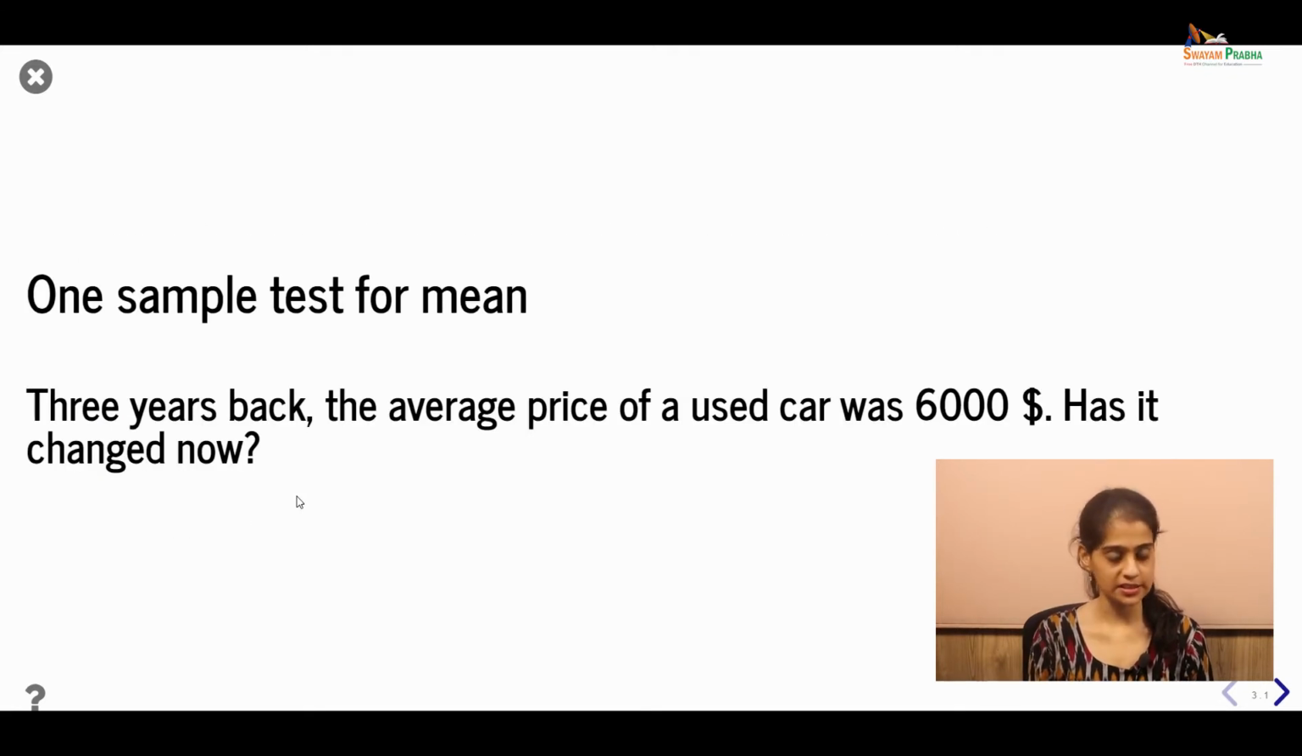So the first hypothesis that we are going to check is using the one sample test for mean. Now the hypothesis is as follows. It says 3 years back the average price of a used car was $6,000. Has it changed now? So this is your hypothesis. So let's see how to go about it.